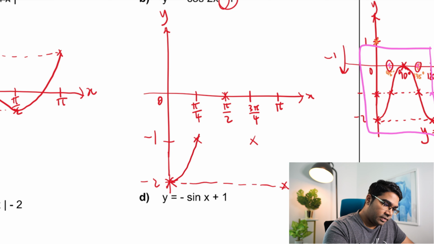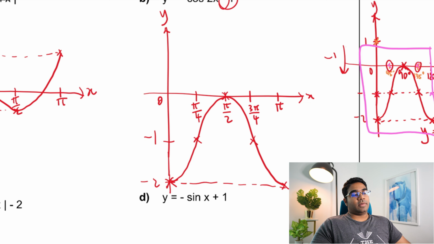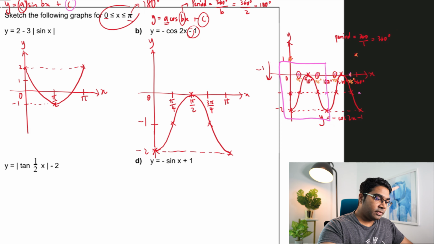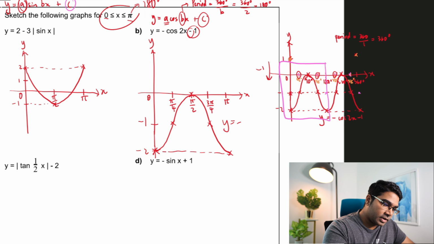And then we sketch the graph. And this is our graph. This is the graph of y equals negative cos 2x minus 1.